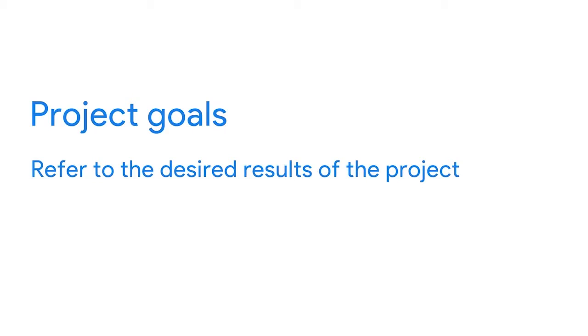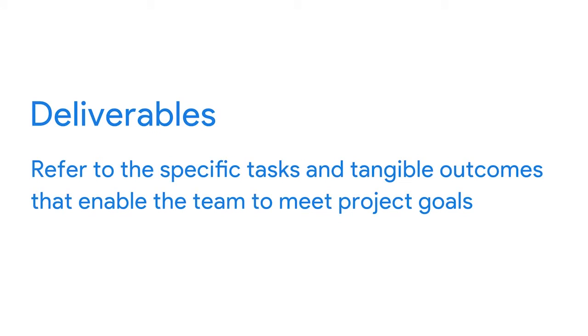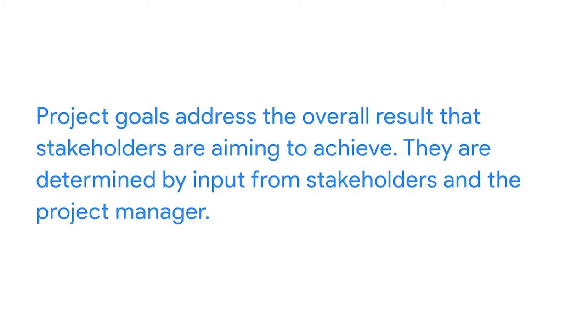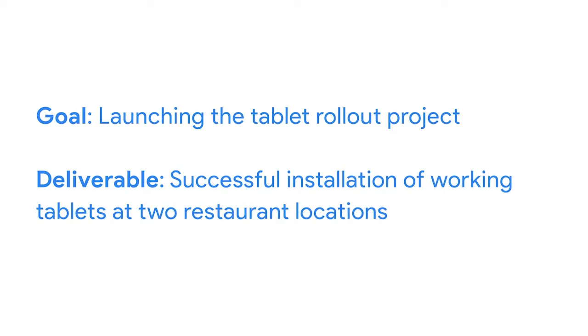After the summary comes project goals and deliverables. Project goals refer to the desired results of the project, and deliverables refer to specific tasks and tangible outcomes that enable the team to meet project goals. In general, project goals address the overall result that stakeholders are aiming to achieve. They are determined by input from stakeholders and the project manager. For example, part of Sauce and Spoon's annual growth and expansion goals is launching the tablet rollout project. And one deliverable of the project is the successful installation of working tablets at 2 restaurant locations.